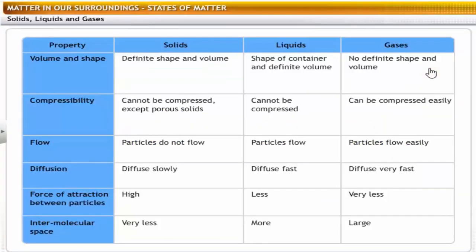Before we move on, let's look at the properties of solids, liquids, and gases. Solids. Solids have definite shape and volume. Cannot be compressed, except porous solids. Particles do not flow. Diffuse slowly. High force of attraction between particles. Very less intermolecular space.